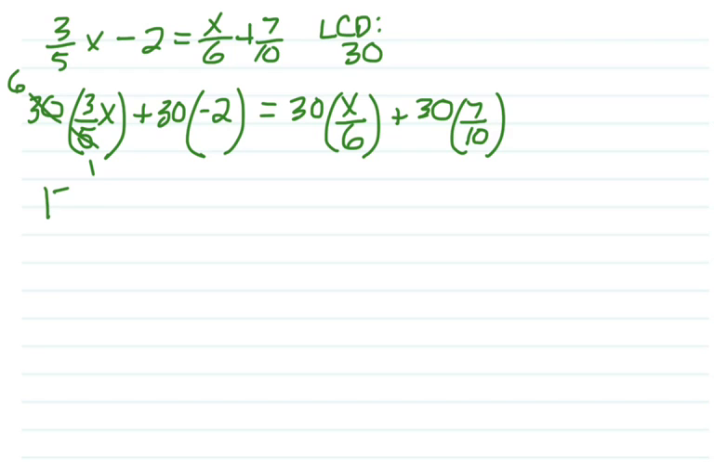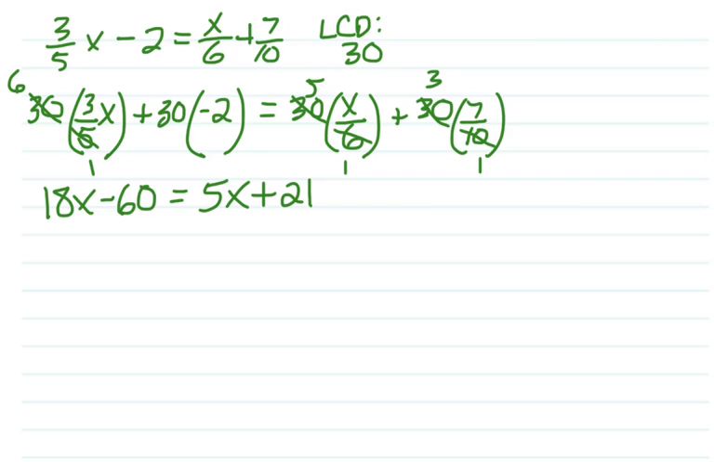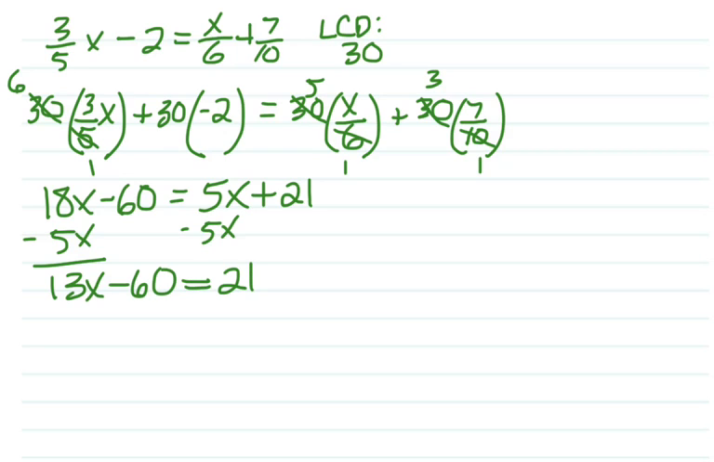We can do some simplifying. So we get 18x, multiplying that 6 times 3x, minus 60. We can do some more simplifying. 6 goes into both of those, 10 goes into both of those. So then we have 5 times x gives us 5x, 3 times 7 gives us 21. We've got options. I happen to choose the 5x to subtract first. Could have added 60, could have subtracted 18x, could have subtracted 21. All of those would have been fine.